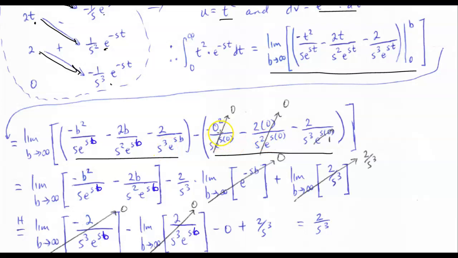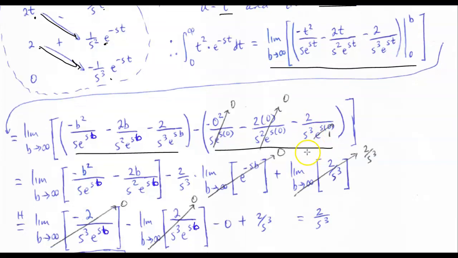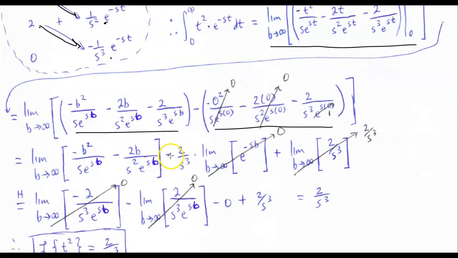Whenever we plug in 0 for the first 2 terms, they go to 0. For the third term, we know that this e raised to the st will turn into just 1, because 0 times anything is 0, and e raised to 0 is 1. Of course, we have 2 divided by s cubed, and that will be a constant. So, of course, the limit of any constant is just a constant, so we'll keep that in mind.